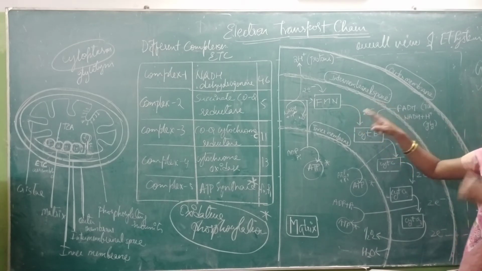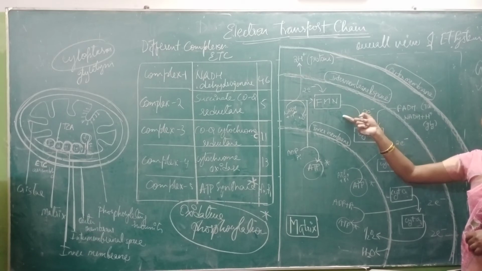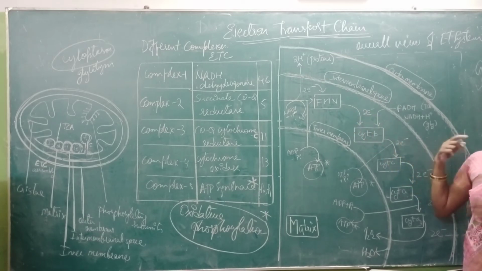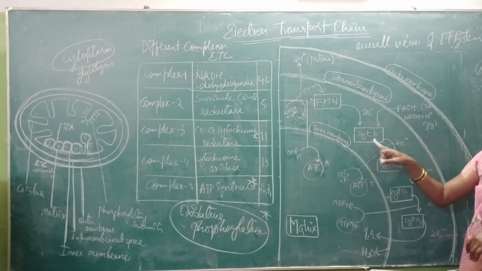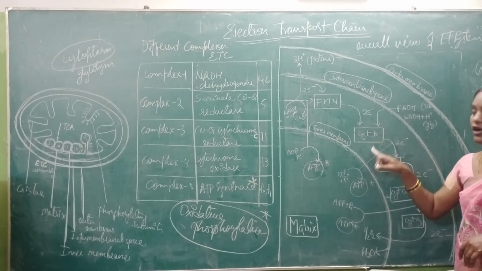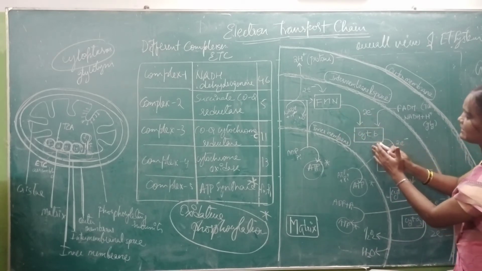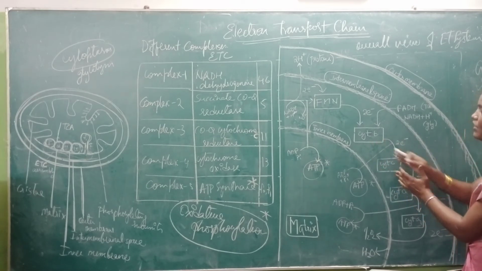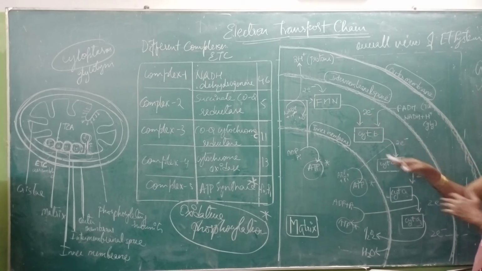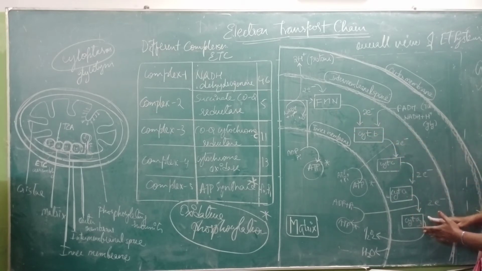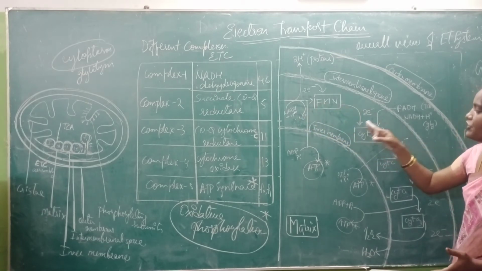Next, FMN again is giving up the 2 electrons that it has accepted, right? So again it is losing, it is donating 2 electrons to cytochrome B. So this is converted into reduced form, and again this is converted into oxidized form. Next, this reduced form will convert into oxidized form by giving 2 electrons to cytochrome. The same process continues up to cytochrome A3. So reduce to oxidize, reduce to oxidize.